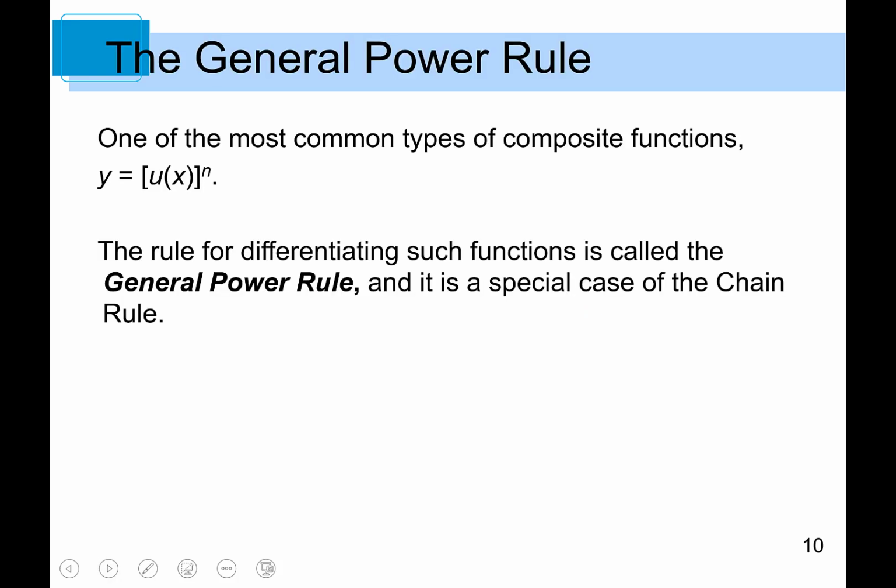One of the most common types of composite functions is y equals u of x, all raised to the nth power. U of x is already a function, and you raise that to the nth power. The rule for differentiating such a function is called the general power rule, and it is a special case of the chain rule.